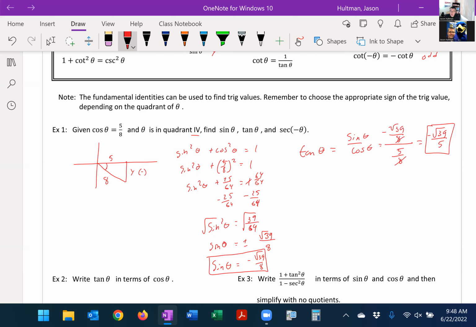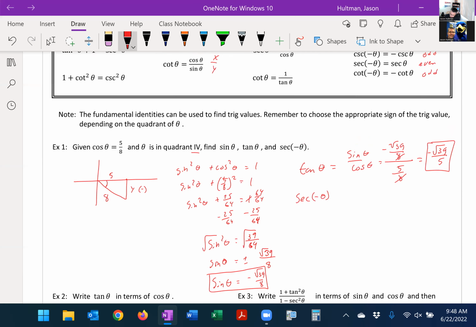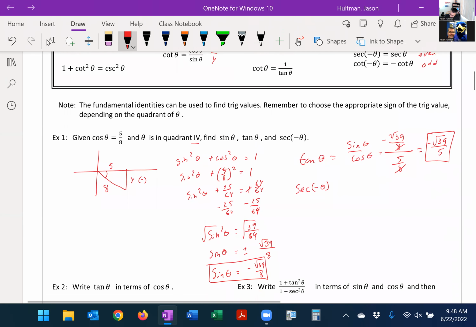Okay, what about the secant of negative theta? Well, the secant of negative theta, secant is an even function, so that just becomes the secant of theta. We'll just write that without parentheses. That's the secant of theta, which is equal to 1 over the cosine of theta.